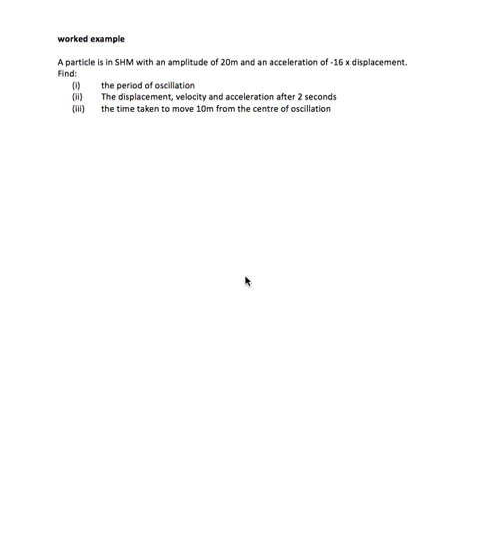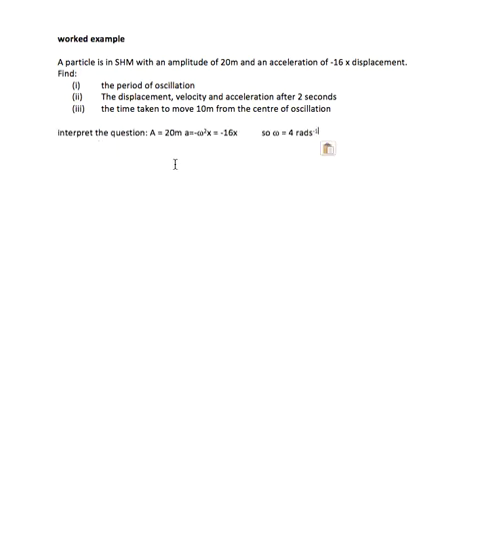The first thing for us to do then is to interpret the question, and the question tells us clearly that the amplitude is 20 meters. It tells us rather bizarrely that the acceleration is minus 16 times the displacement, but because it tells us that it's in simple harmonic motion, we know the acceleration is minus omega squared times the displacement, x. So from this we know omega. So there's our question interpreted.